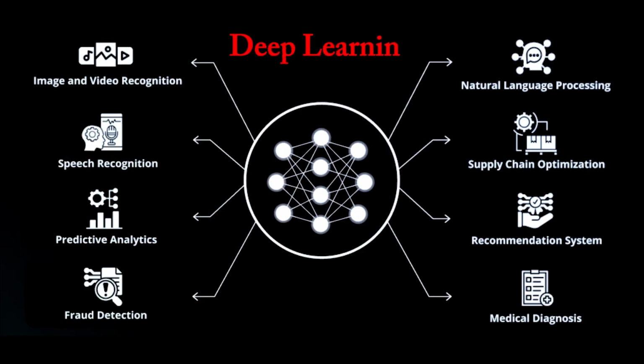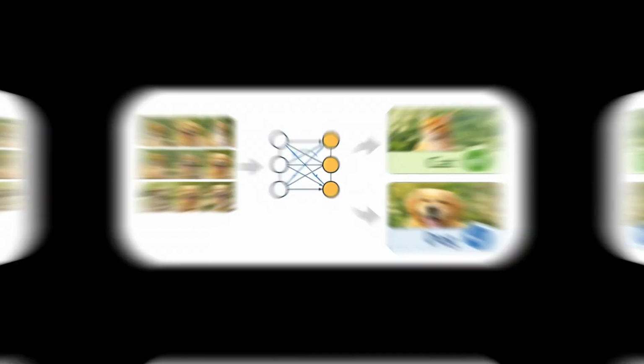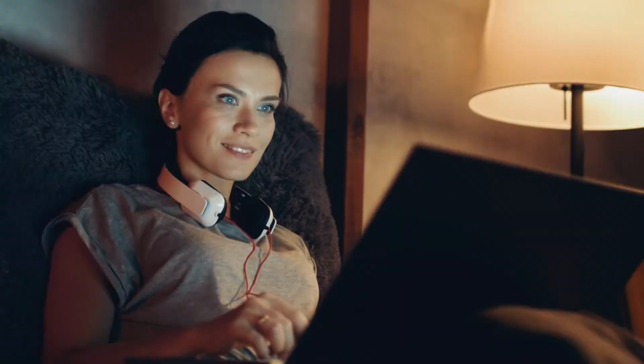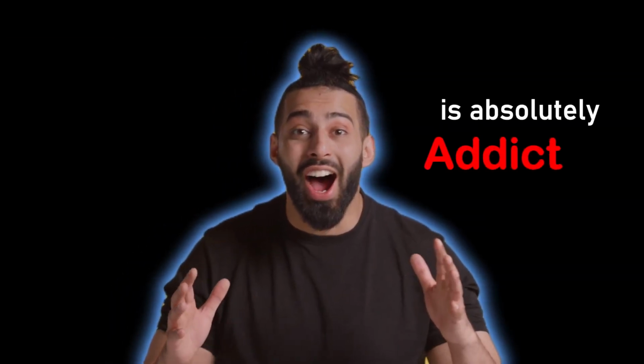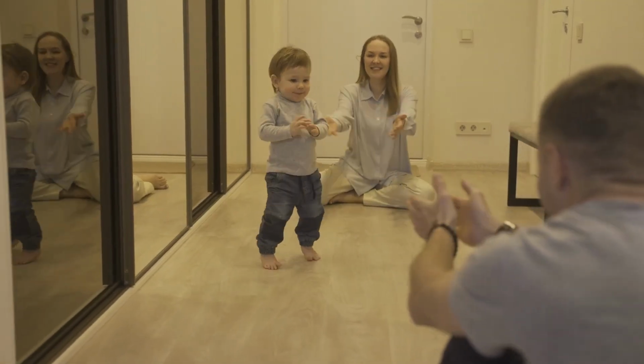The beauty of deep learning is that you'll see results visually. You train a model on cat and dog images, and suddenly it can tell them apart. That moment when your model works, when it actually learns, is absolutely addictive. It's like watching your child take their first steps.